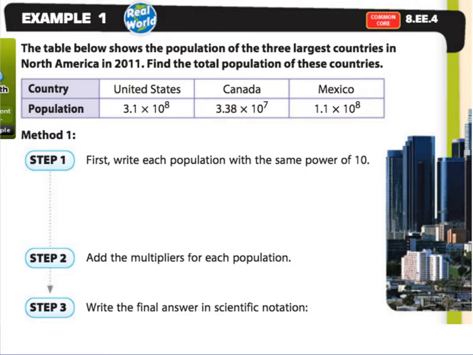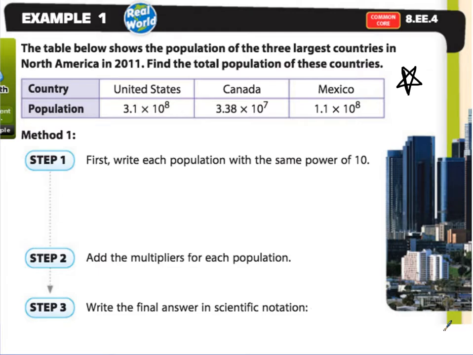Okay, so first you have your example where we are going to end up either adding or subtracting with numbers in scientific notation. There are two methods, and the only reason I'm going to show you the other method is to show you kind of why it works. Otherwise, you have to be able to use the first method. You have to be able to show me that you can add and subtract numbers that are still in scientific notation.